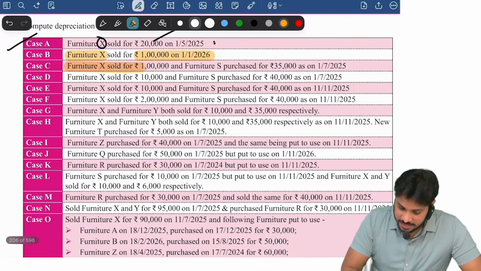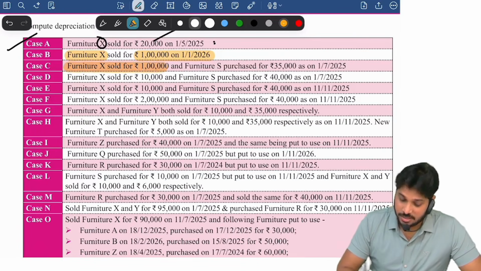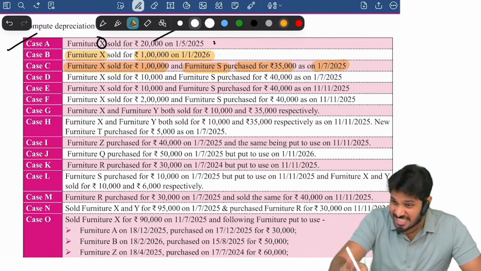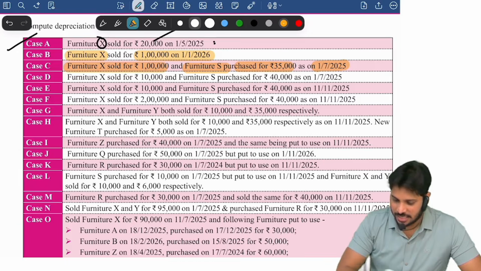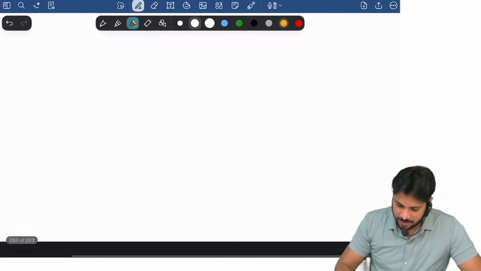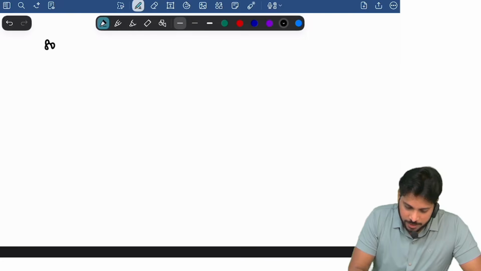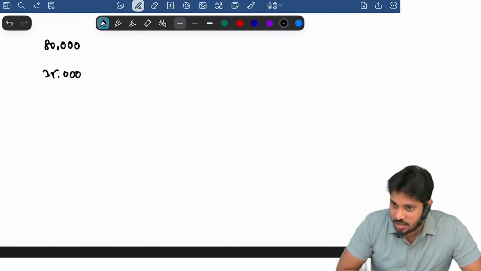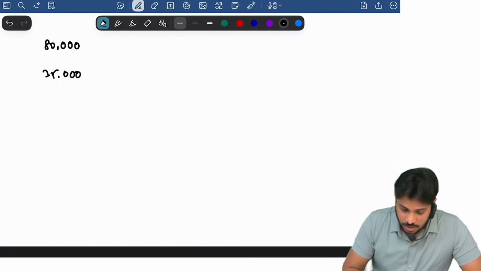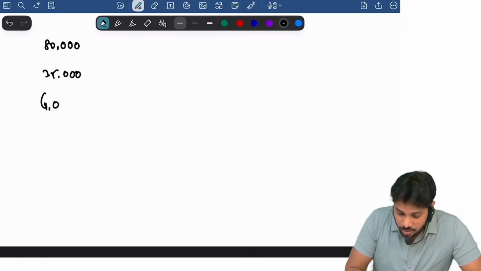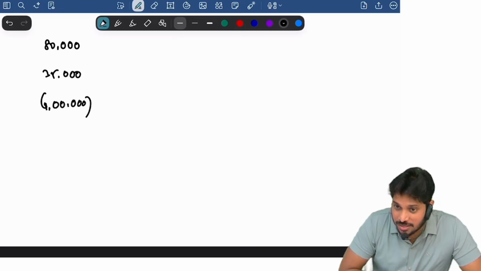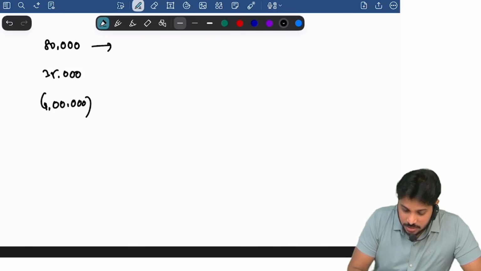Same, furniture X is sold for 1 lakh, but they purchased another furniture of 35,000 on 1st July 2025. Yes or no? Now again, opening value is how much? Opening value is 80,000. They purchased an additional item in the block, 35,000. Minus one furniture item is sold for how much? 1 lakh. Are you clear?